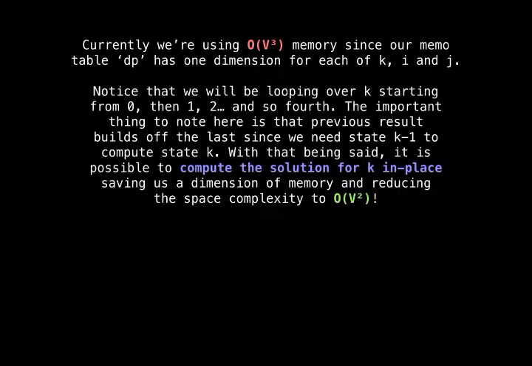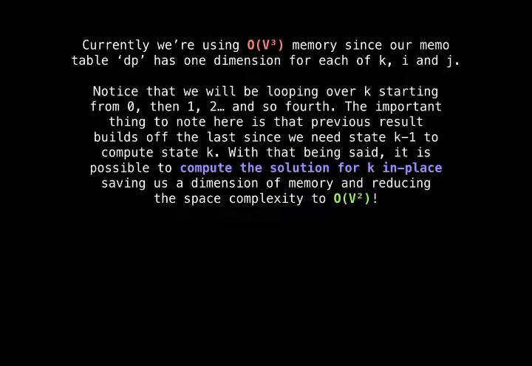Currently, our algorithm uses big O of V cubed memory, since our memo table dp has one dimension for each of k, i, and j. This isn't particularly great. Notice that we will be looping over k starting from 0, then 1, then 2, and so forth. The important thing to note here is that previous results build off the last, since we need the state of k-1 to compute state k.